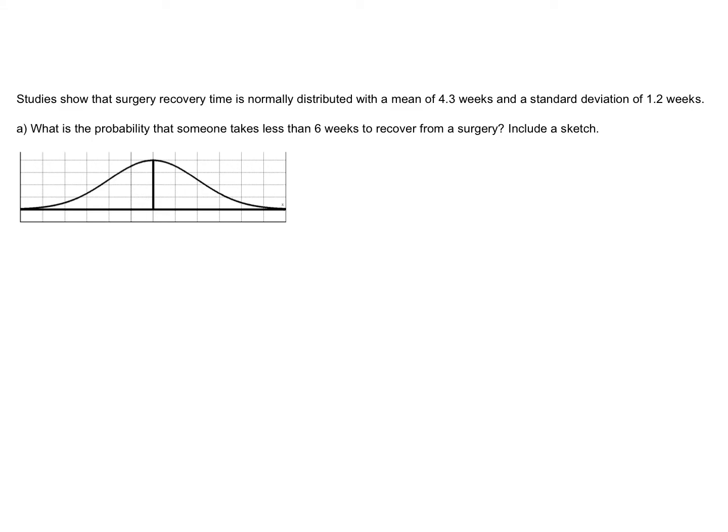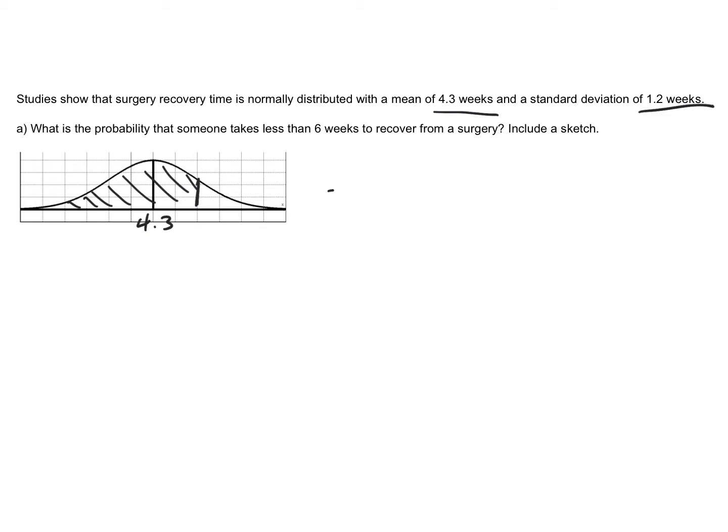Today we're going to work through two questions, each with a few parts. The first one is a normal distribution. We have a mean and a standard deviation, and we want to find the probability of 6 or less. Now the mean would be 4.3, so 6 would be over here, and we're looking at less than 6.